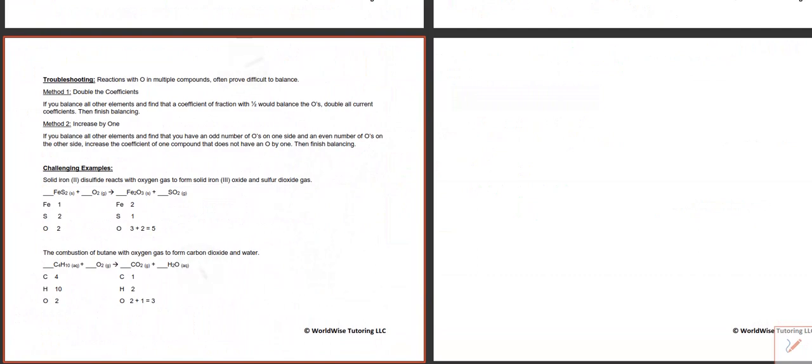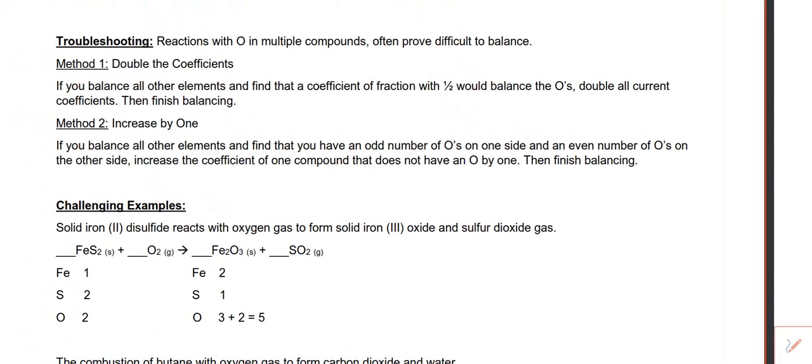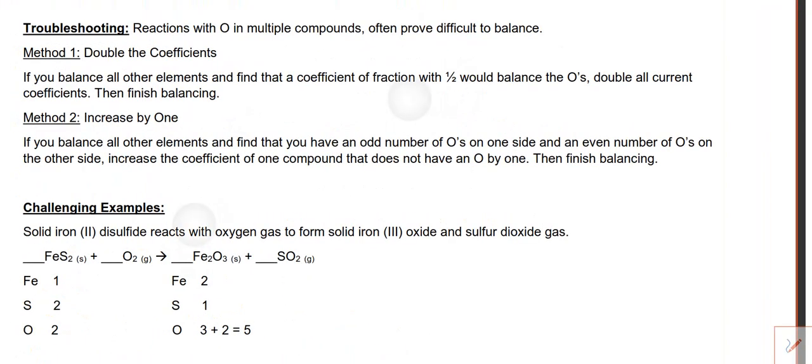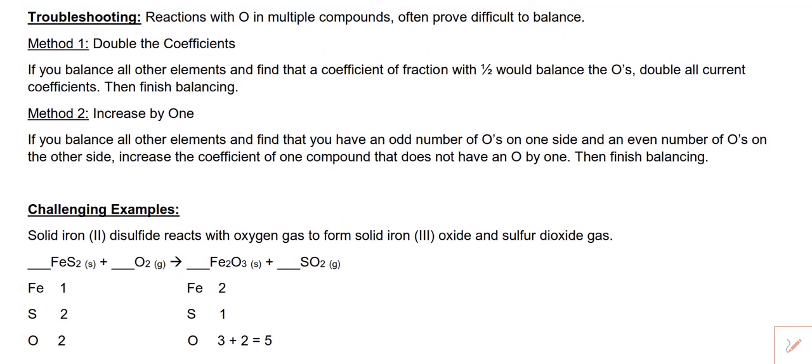What I want to do now is go over some of the more complex ones and some troubleshooting methods for how to deal with them. Because there are some cases, as I just said, where oxygen causes a lot of problems. So we have 2 different methods for when we have problems with oxygen. If oxygen is showing up in multiple compounds, it can often prove difficult to balance. So we have 2 methods for how to deal with it if we start spinning around and can't seem to get to the final answer as easily as those last examples.